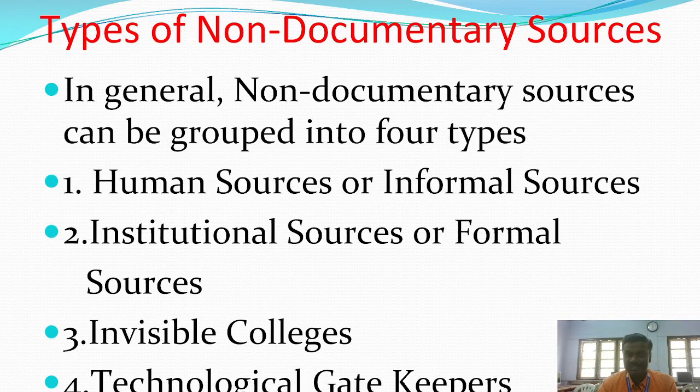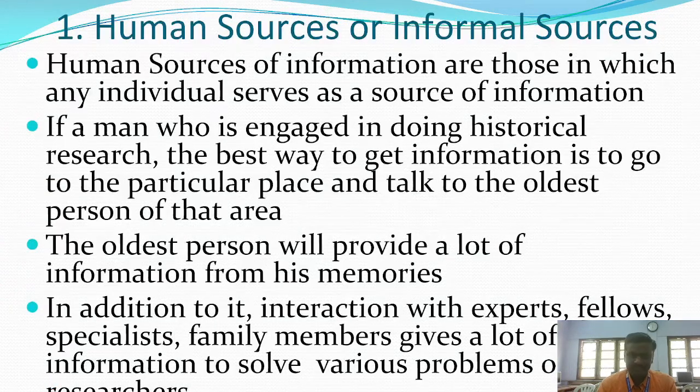Types of non-documentary sources. In general, non-documentary sources can be grouped into four types. Number one, human sources are informal sources. Number two, institutional sources are formal sources. Number three, invisible colleges. And number four, technological gatekeepers. Human sources are informal sources.